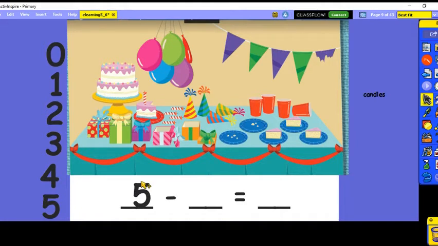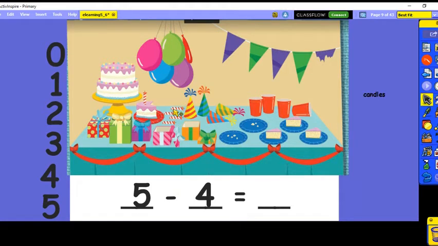Now, let's count and see how many candles were taken off the cake. 4 candles were taken off the cake. We started with 5. I guess this little guy or gal was turning 5 for their birthday party. They took 4 of the candles off the cake, and now how many candles are left on the cake?